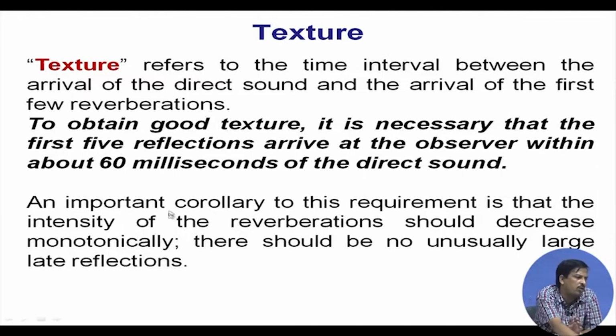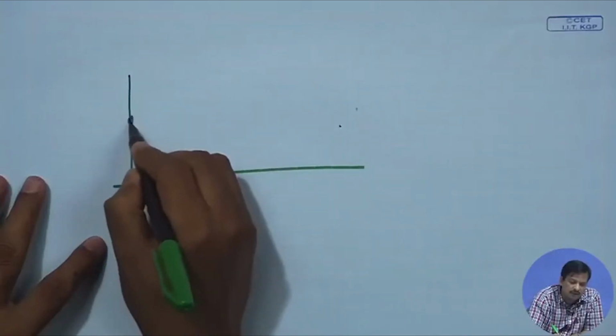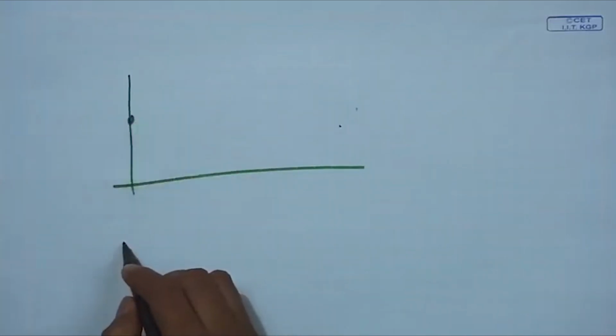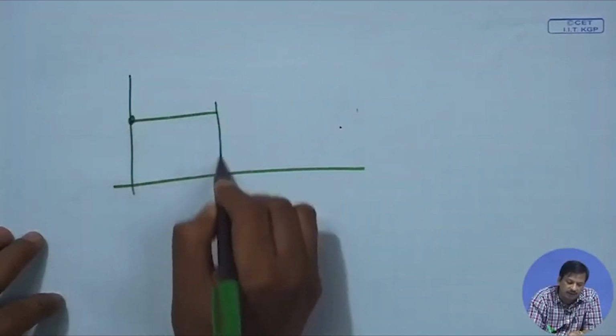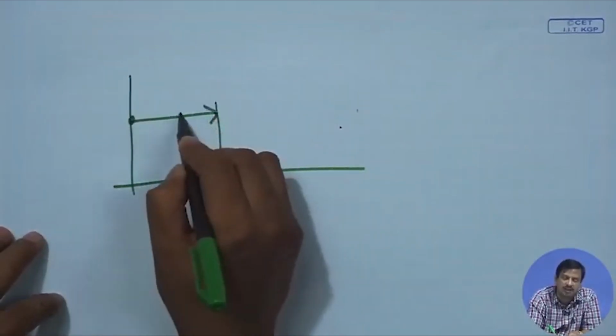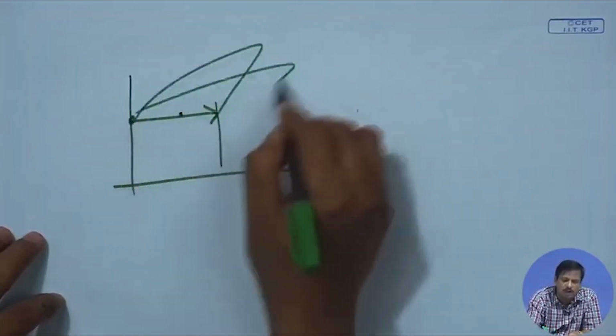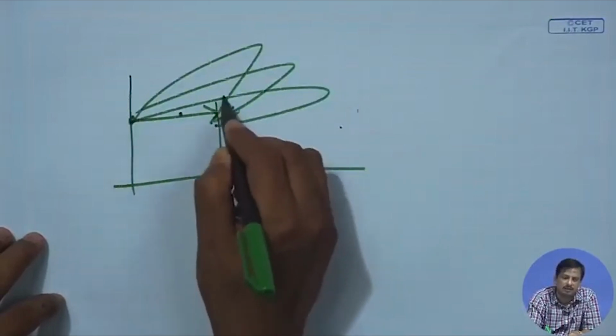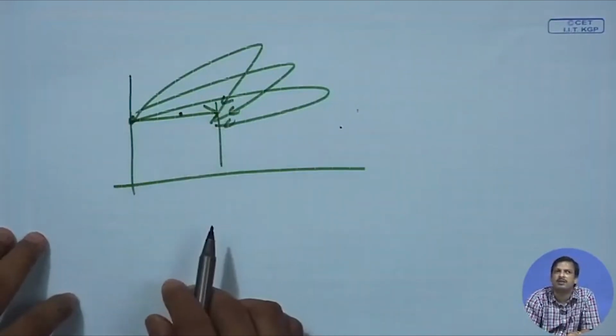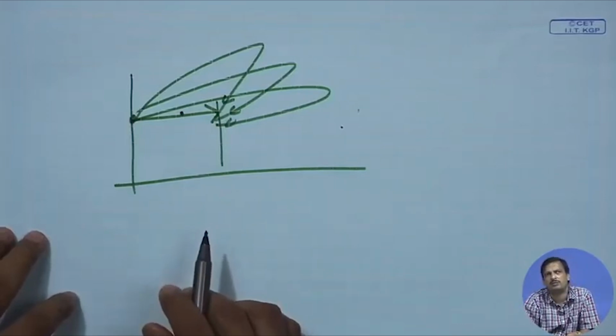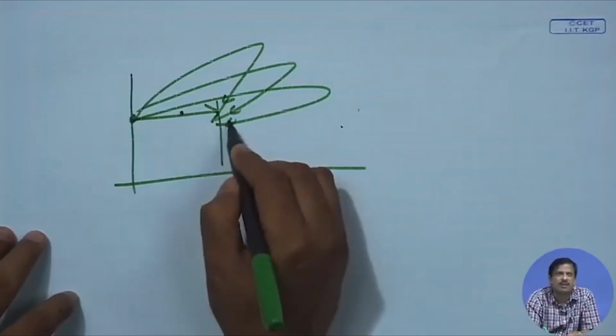So, an important corollary to this requirement is that the intensity of the reverberation sound should decrease monotonously. What is the meaning? Suppose this is the source. I said the texture will be good if the time interval between the reaching of the direct sound and the first 5 or 6 reflections is as minimum as possible. If it is decreased, the texture will be good.